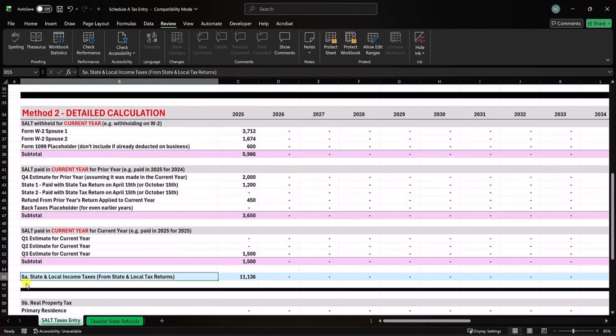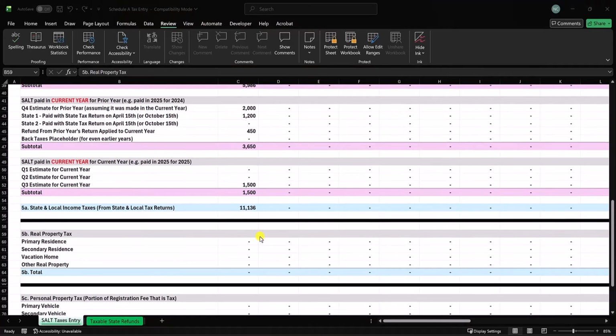And then finally, right down here in this row, the grand total for the state and local income taxes that you actually paid in the current year, 2025 in this example, is going to be the sum of this subtotal right here plus this one right here plus this one right here for a grand total of $11,136.